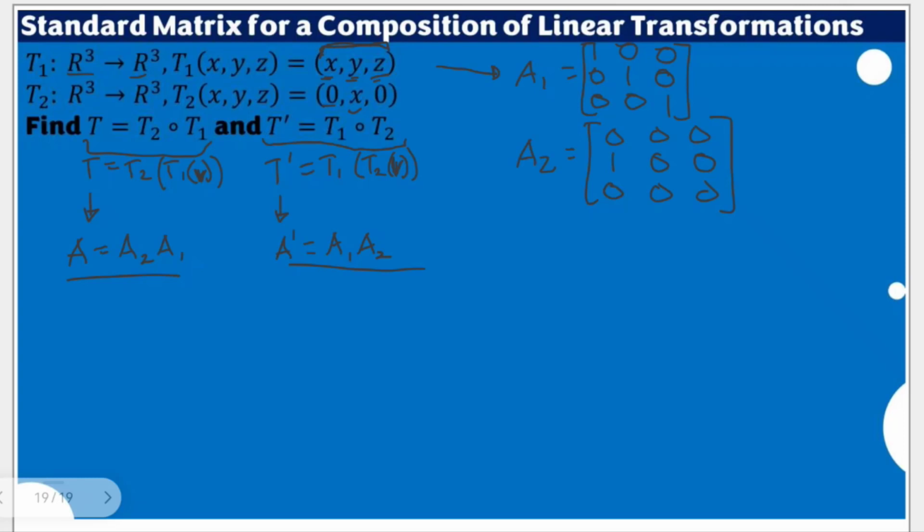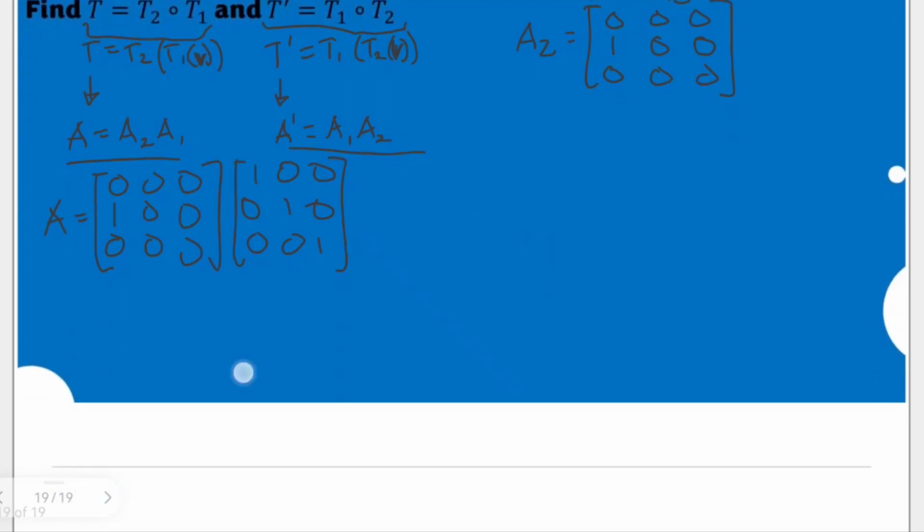To do that, A, the standard matrix for the composition T, is a product of A sub 2, which is 0, 0, 0, 1, 0, 0, 0, 0, 0, times A sub 1, which is 1, 0, 0, 0, 1, 0, 0, 0, and then 1. It's easier to look at because we have a lot of zeros. When you multiply them, you simply follow the process of multiplying matrices. This is a 3 by 3 matrix and this is also a 3 by 3 matrix, so our product is defined.